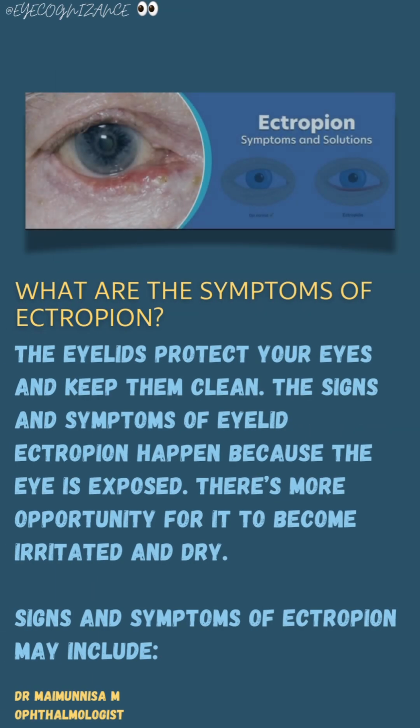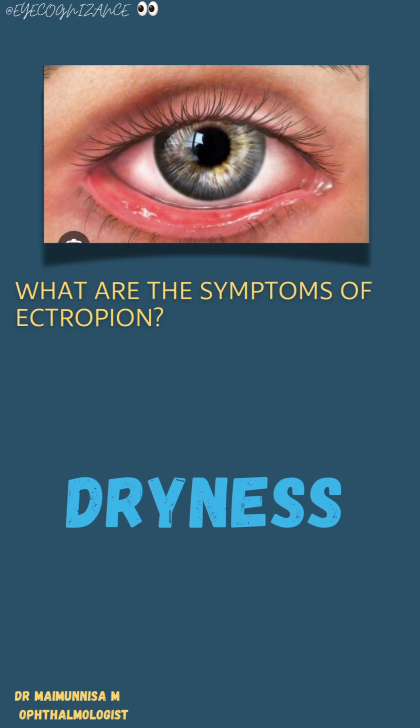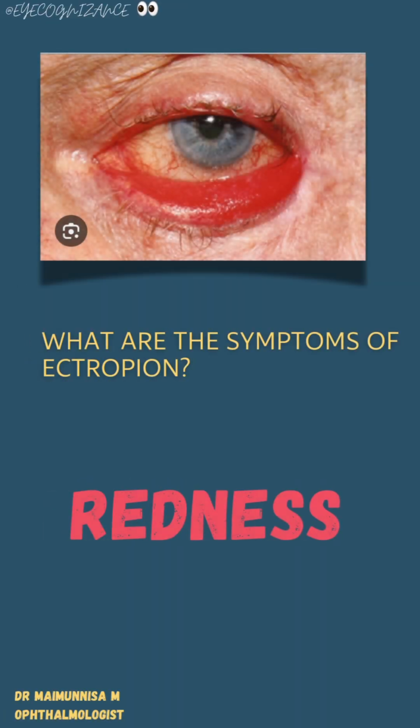Then what are the symptoms? The eyelids protect your eyes and keep them clean. The signs and symptoms of eyelid ectropion happen because the eye is exposed, thus more opportunity for it to become irritated and dry. Signs and symptoms of ectropion may include the following: dryness, redness of eyes.